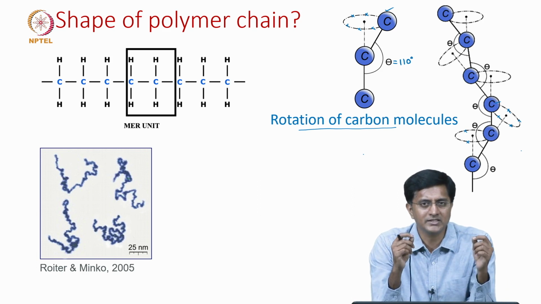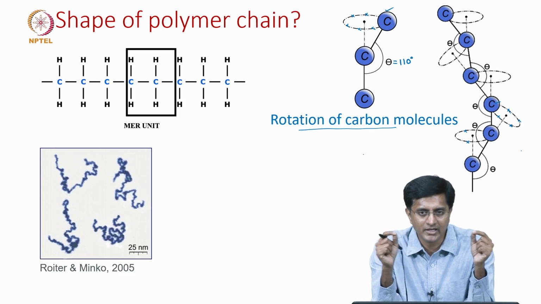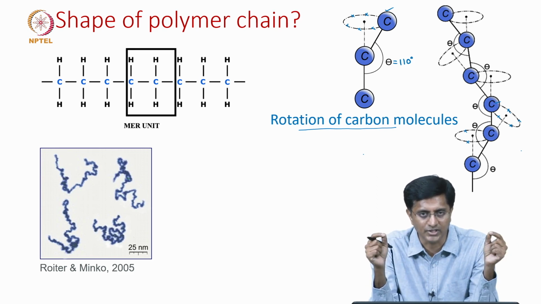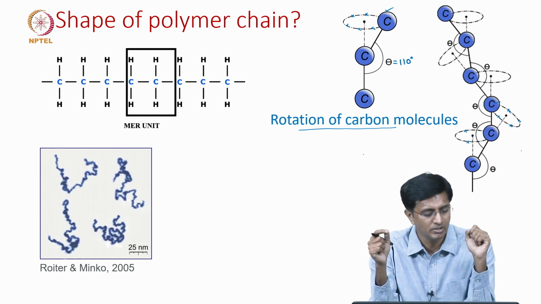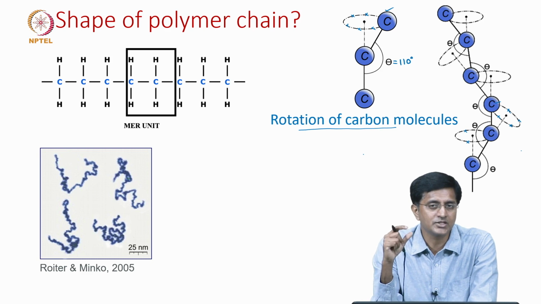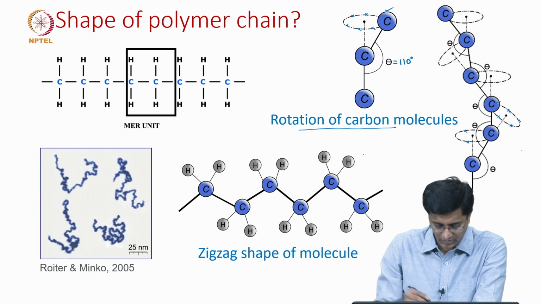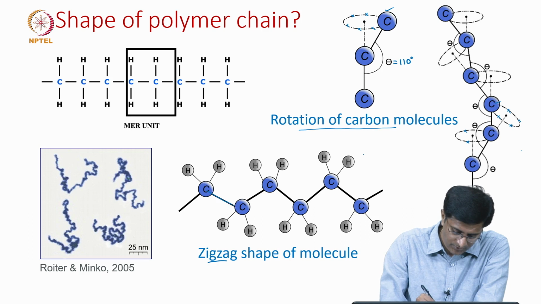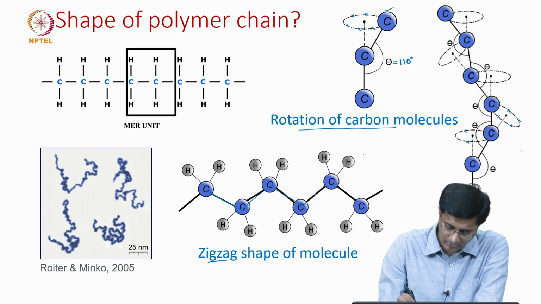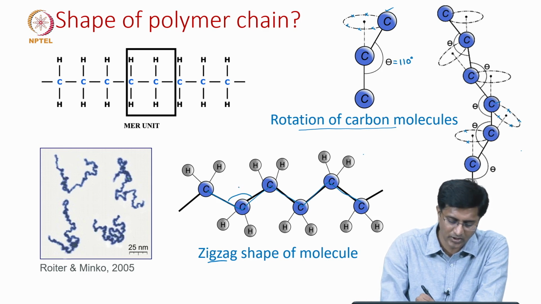But now let us ask a question: if we hold two ends of this polymer chain and pull them apart or stretch them, what shape does it take? Does it take a straight line as shown in the top left figure here? The answer is no. What it takes is a zigzag shape as shown here. It is a zigzag shape because these carbon atoms go up, down in this fashion. The reason is because the angle here between two carbon atoms is fixed, which is about 110 degrees.